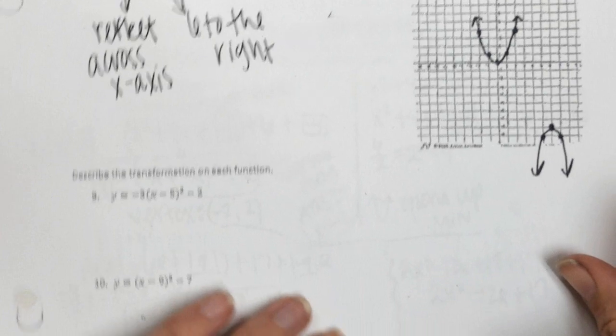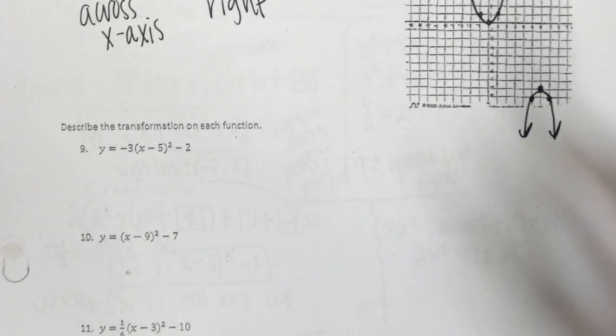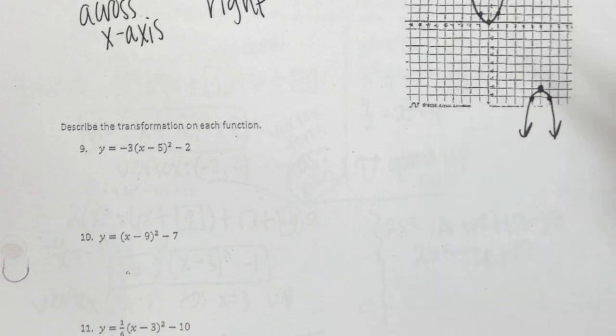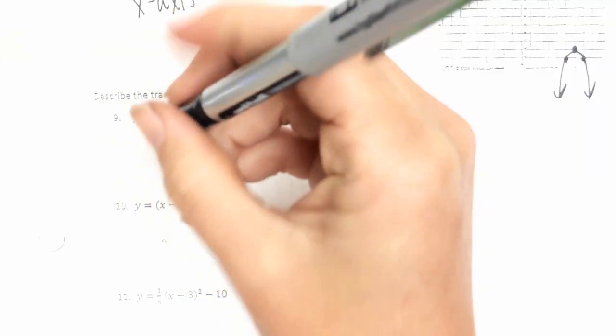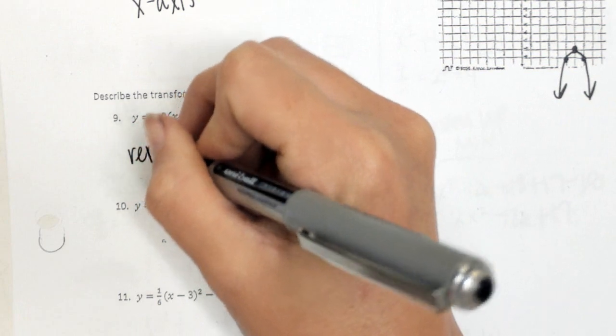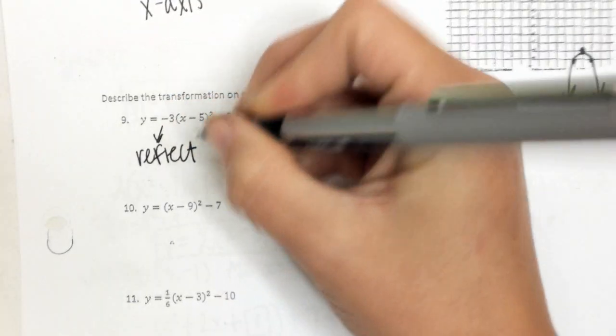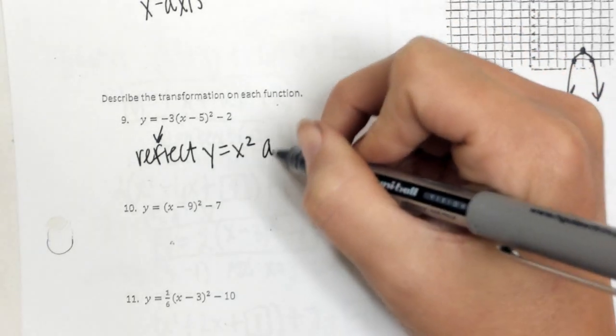Alright, now you're going to describe the transformation. So pretty much what we've already done. You don't have to write out full sentences. I just want to know what is the parent graph you're transforming and what these do, okay? Let's start with the negative. That's going to reflect, what's the parent graph? Y equals x squared across x-axis.